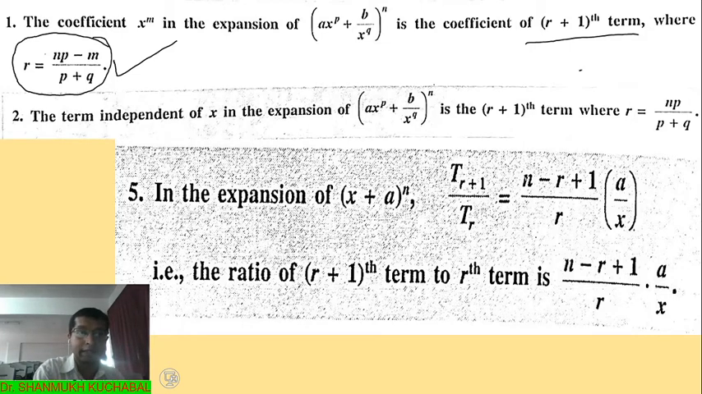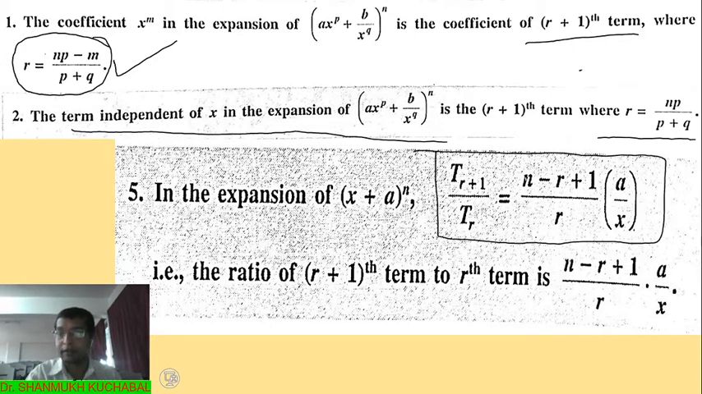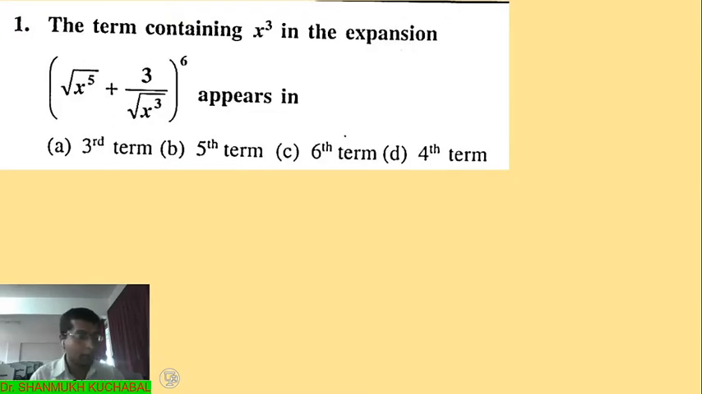If we want to find the term independent of x in the expansion, then the formula is r = np/(p + q). Then for the expansion of (x + a)^n, the ratio T(r+1)/T(r) is given by this formula: (n - r + 1)/r times a/x. Yes. So now we directly begin with the examples.